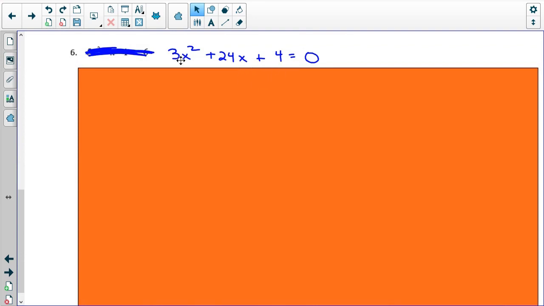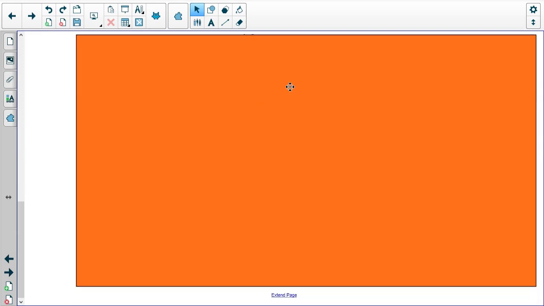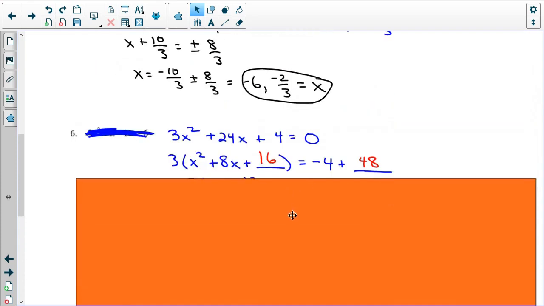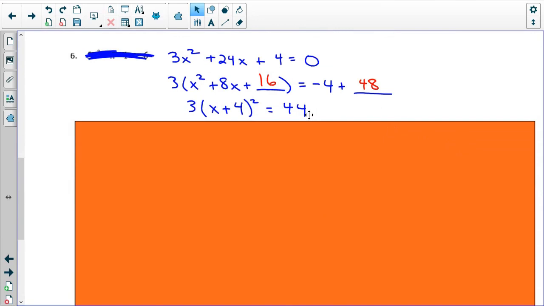Notice that I'm going to use 3x squared plus 24x plus 4. Notice that 24 is divisible by 3, so this is not going to give me fractions in every step of the problem. Now, the numbers actually aren't nice in this problem. I don't get nice answers, but all the way through the problem, completing the square isn't too bad. So I'm going to divide 8 by 2 and square that. So 4 squared is 16. Notice that I'm adding 48 because 16 times 3 gives me 48, which is what I'm actually adding.